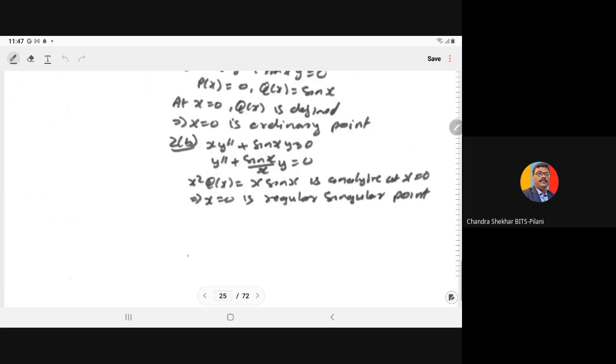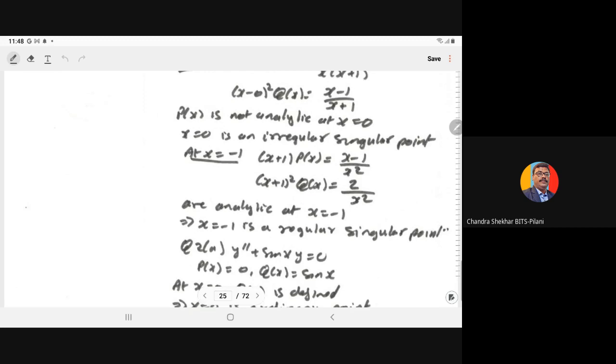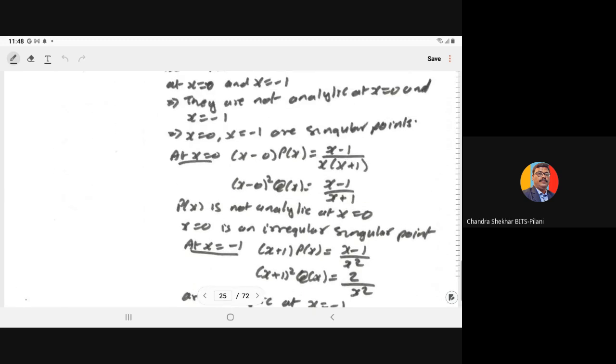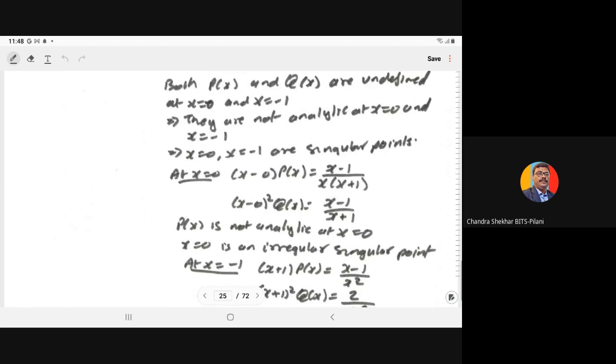Similarly, you can check. So here at x equal to 0, we can see p(x) is not analytic at x equal to 0. So x equal to 0 is the irregular singular point.